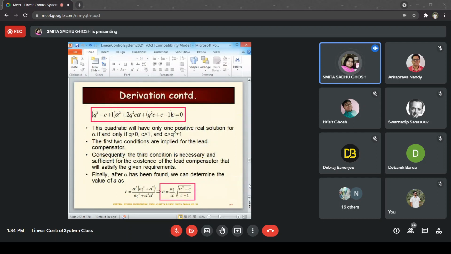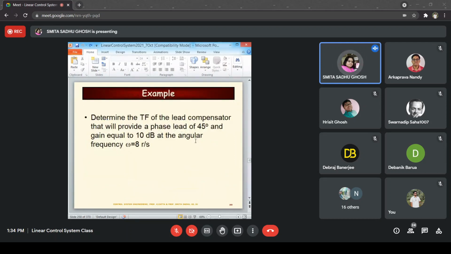For our particular problem, the phase lead required from the compensator is specified, as well as the gain to be obtained from the compensator in decibels, and the frequency where we are going to put our compensator is also specified.